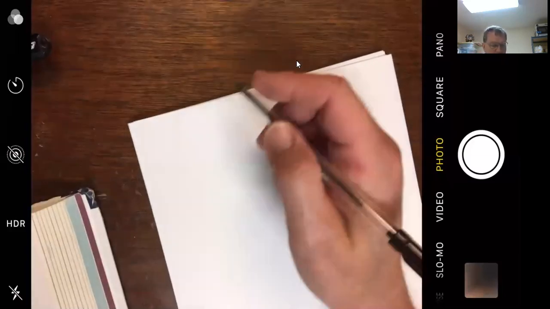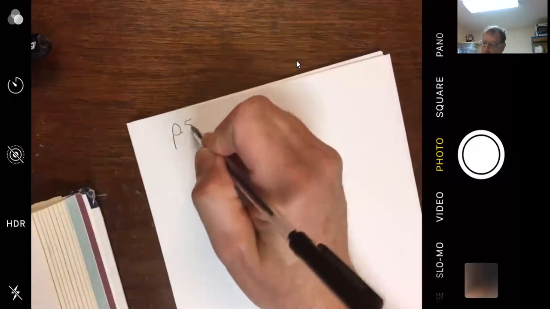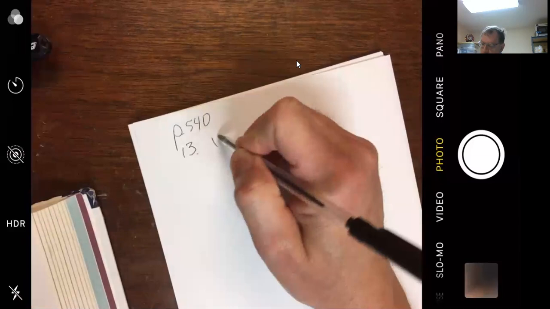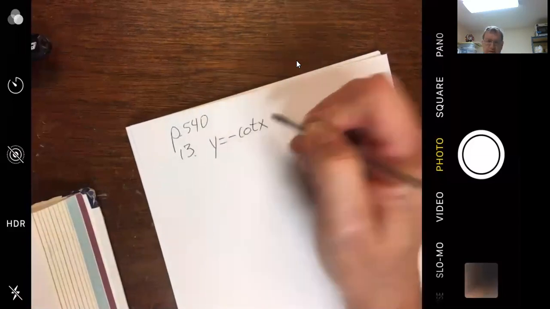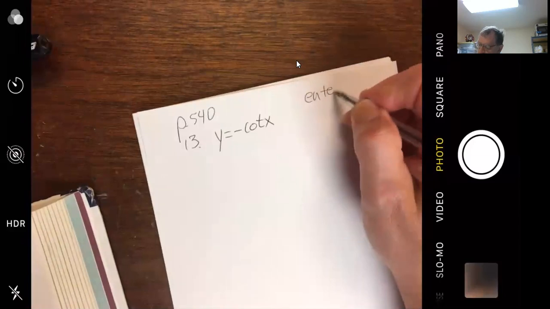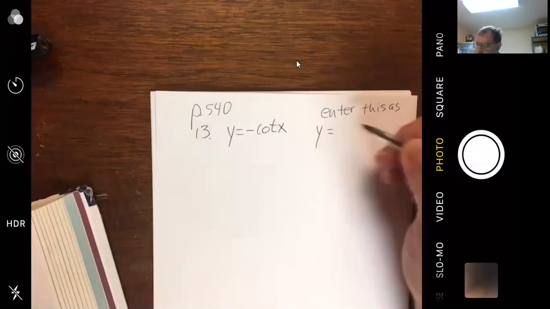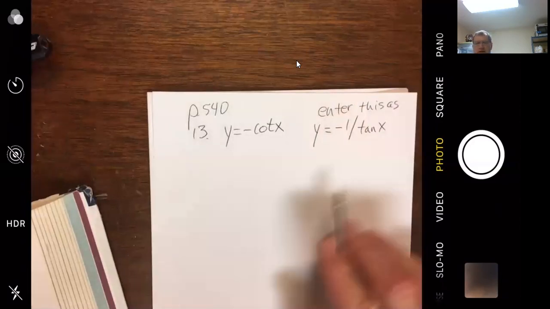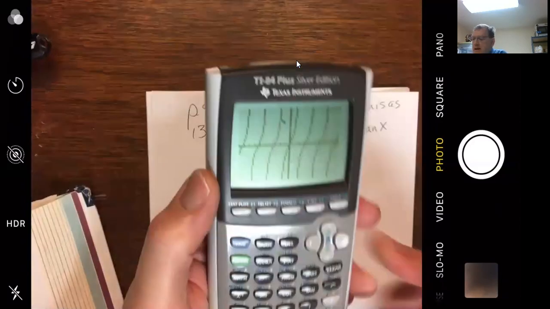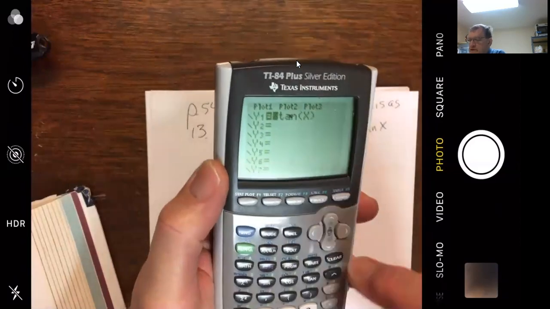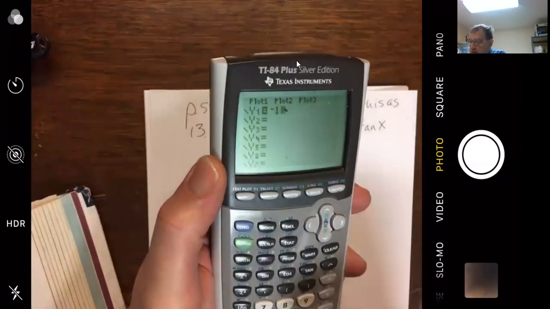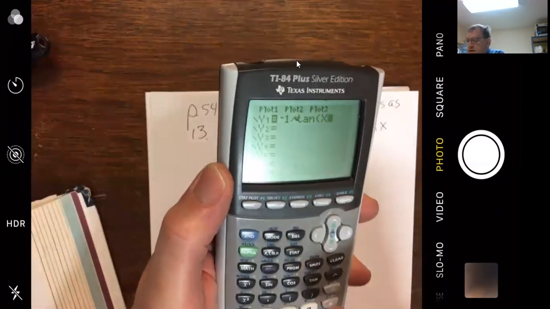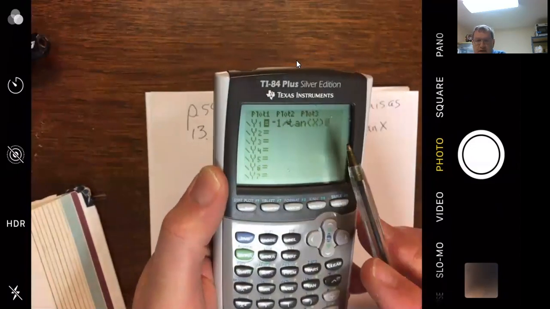We'll make our last problem a cotangent. Why don't we try one like 13, page 540. y equals negative cotangent of x. Okay, now we're going to enter this as y equals negative 1 divided by tangent x. Again, don't pair it with anything. It will just give you a huge mess. Negative 1 divided by tangent x. That is a negative cotangent x.